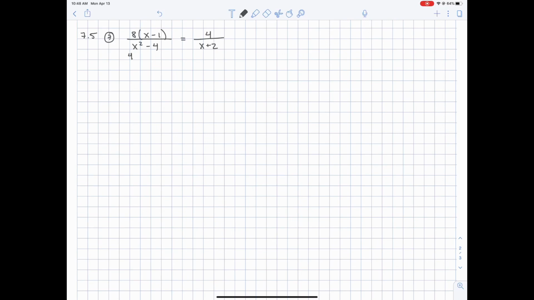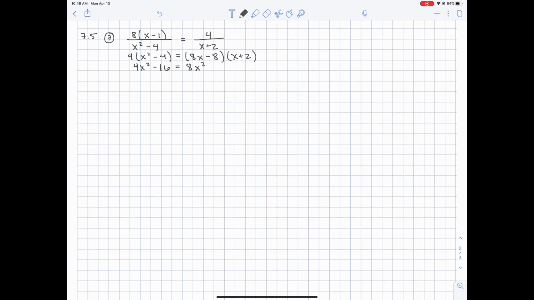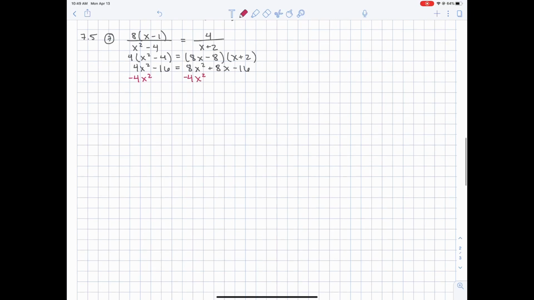I'm going to show that we're doing 4 times x squared minus 4. I'm going to distribute on the top, so I have 8x minus 8 times x plus 2. When you multiply all this out, you get 4x squared minus 16 is equal to x squared plus 8x minus 16. It's a quadratic. We need to move things to one side. I'm going to choose the right side to keep things positive.